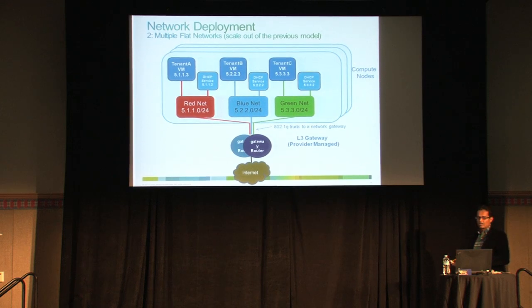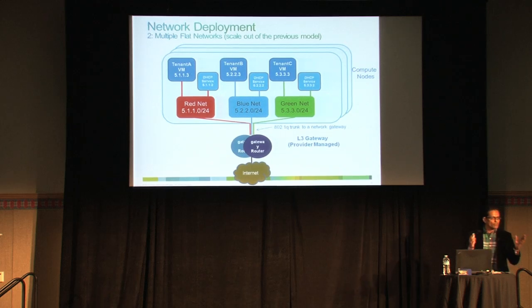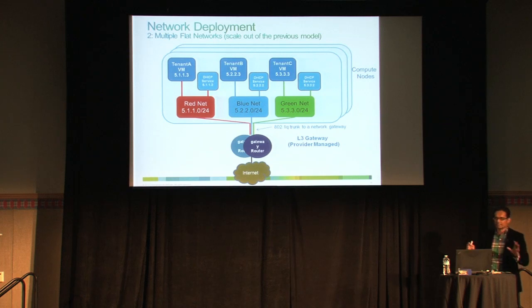So this is another way to extend and scale out the previous model by connecting it to multiple VLANs in your environment, leveraging your physical reliable gateway routers and switches that you have already without doing a rip and replace. All you're doing is Quantum, you know, mapping, creating a virtual network and mapping it to your VLAN. It's as simple as that.